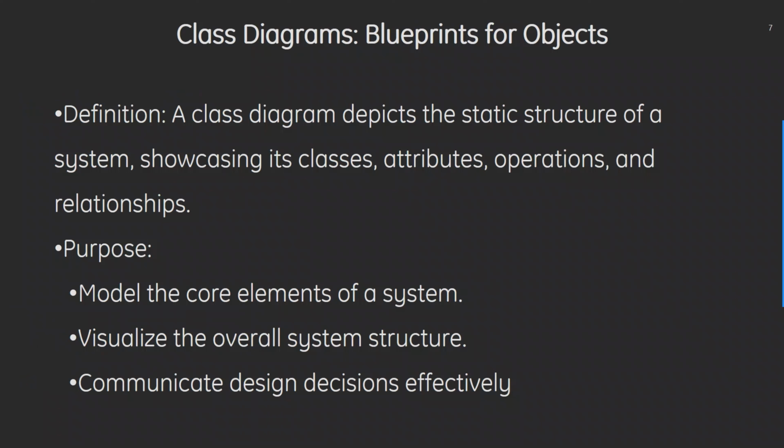Next, we'll briefly discuss a few of the diagrams. Firstly, we'll go with class diagrams, which is blueprint for objects. A class diagram depicts the static structure of a system, showcasing its classes, attributes, operations, and relationships. And the purpose being model the core elements of a system, visualize the overall system structure, communicate design decisions effectively.